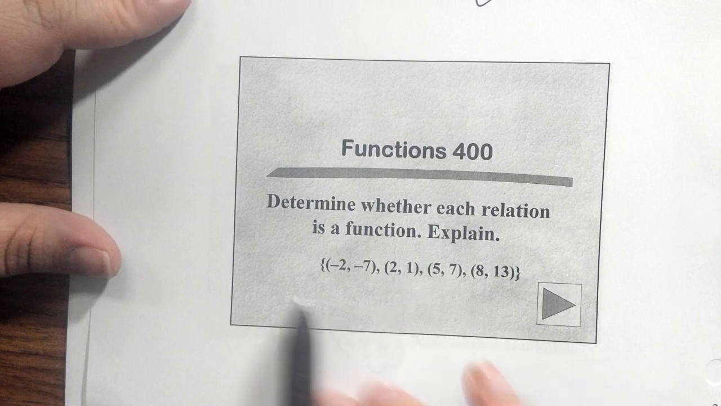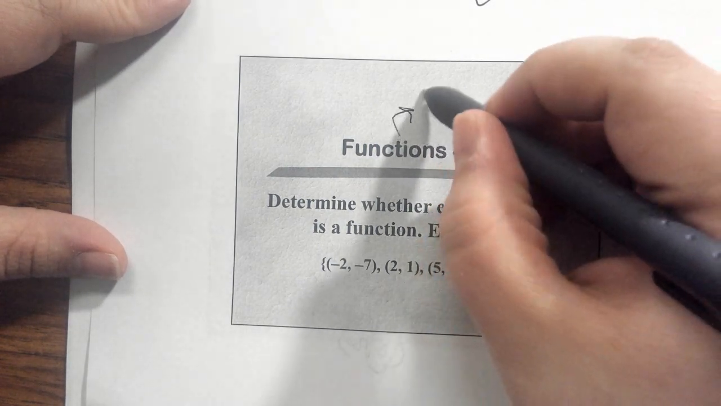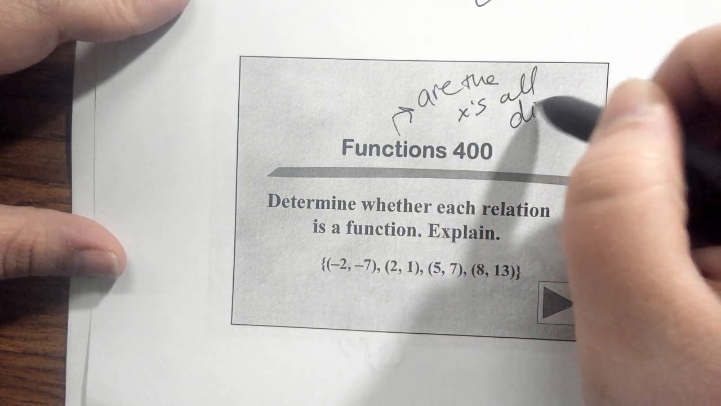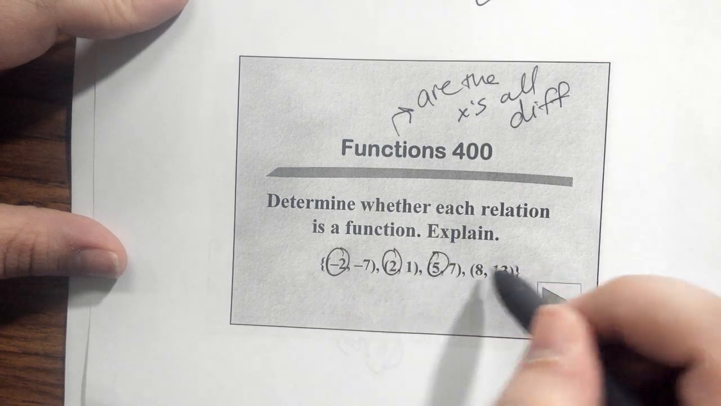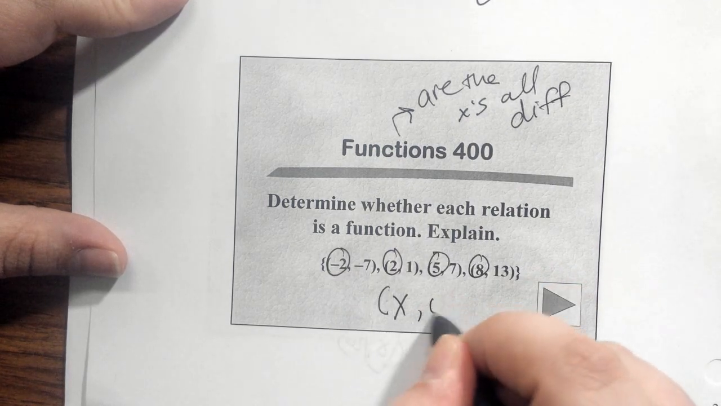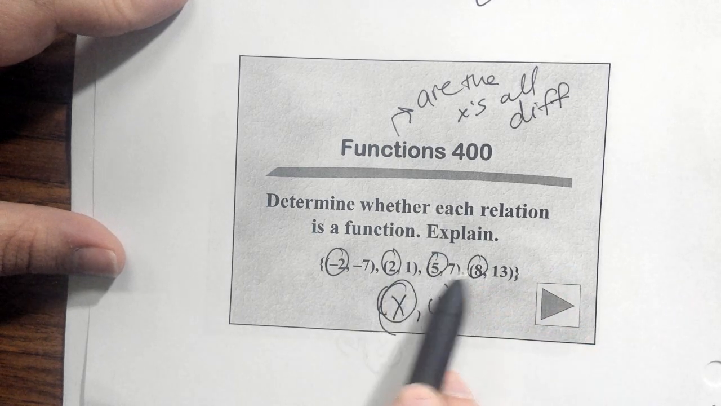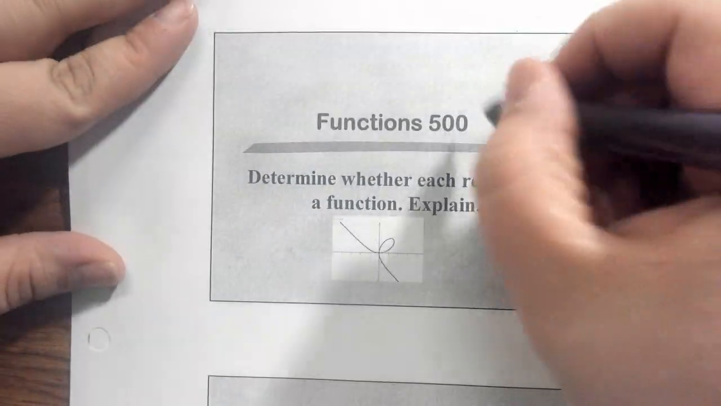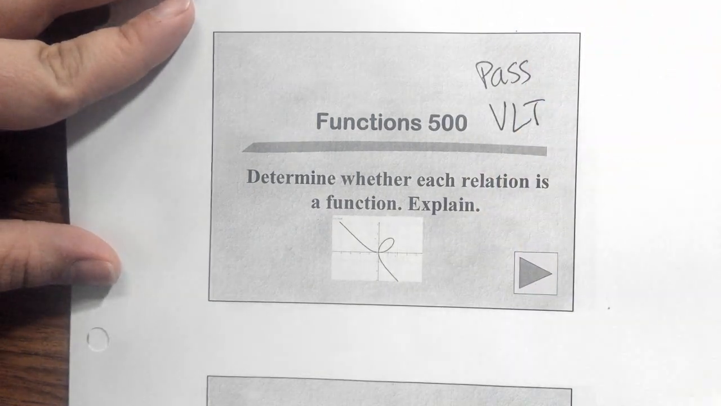Okay. Next we have a list of ordered pairs, and it wants us to determine whether each one is a function or not, represented with these ordered pairs. So you're asking yourself, are the x's all different? So you're looking at just the x values. Remember, ordered pairs are x, comma, y, so you're looking at the first number there. Ask yourself, are they all different? If yes, it's a function. No, non-function.